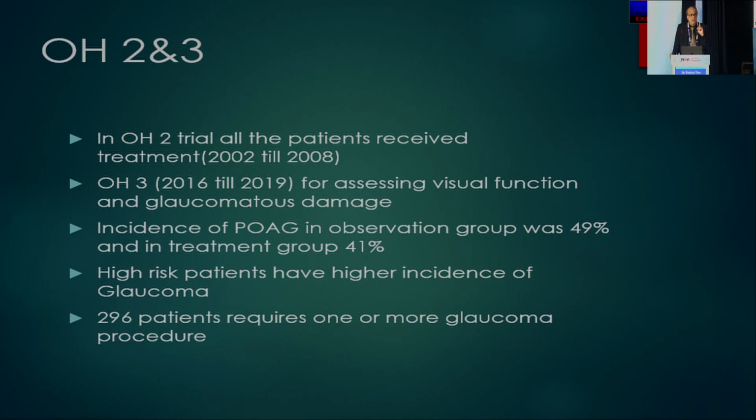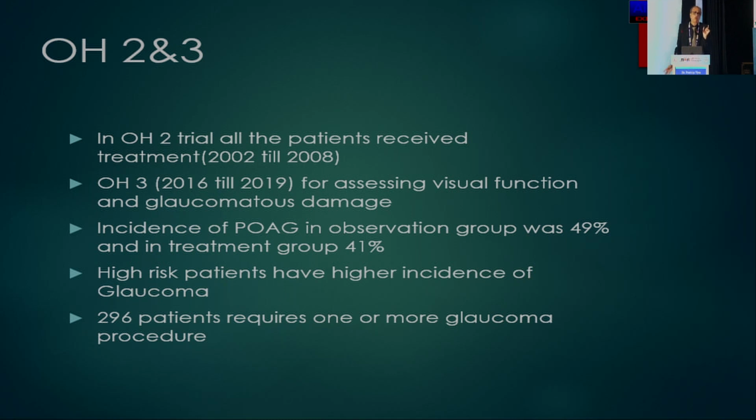Trial 2 was started in 2002, where there were not 2 arms, and all the patients who were recruited were given the treatment. And in trial 3, which was done between 2016 and 2019, they assessed the functional and structural damage in these patients. The outcome was that in the initial non-treatment group, 49% of patients progressed to glaucoma, and in the treatment group, 41% of patients developed POAG. So there was not a significant difference between the 2 groups.